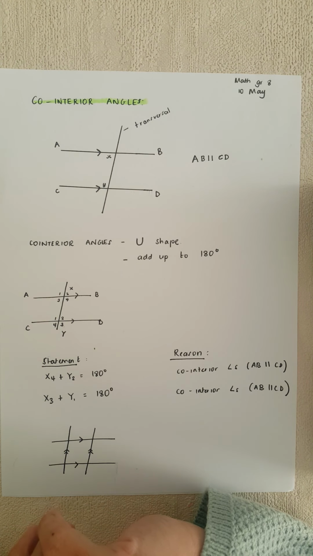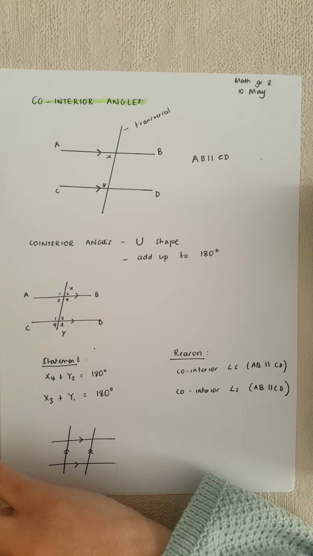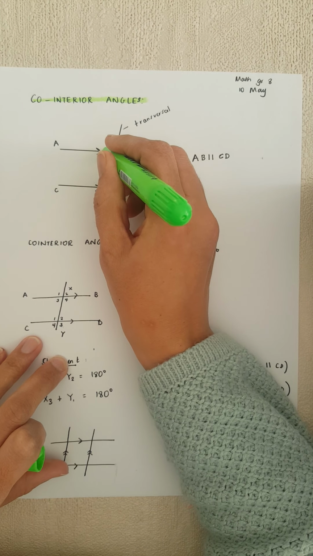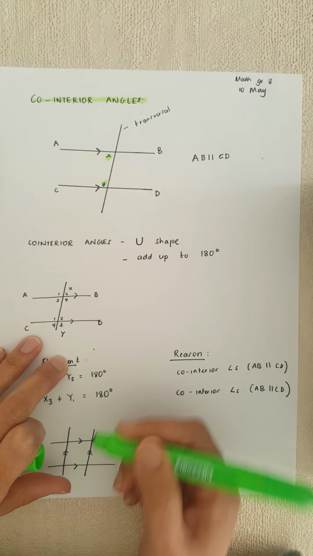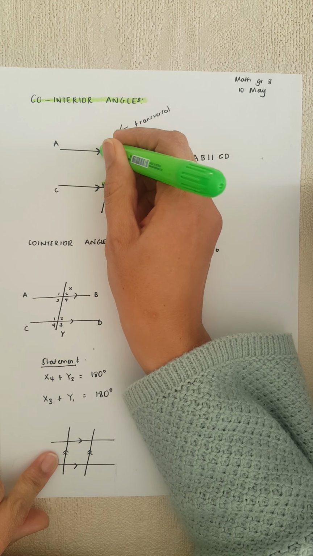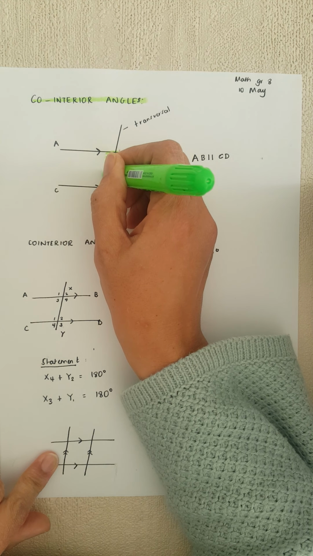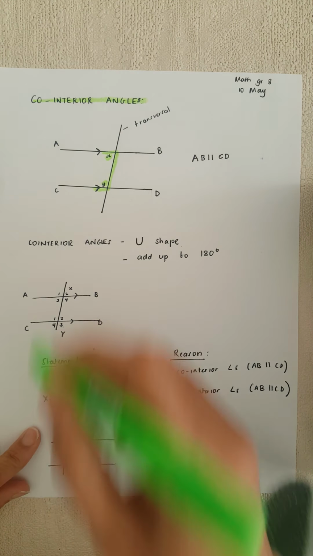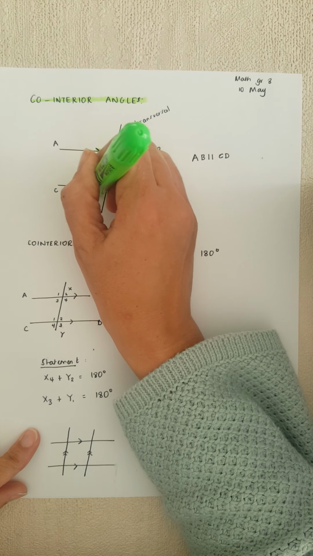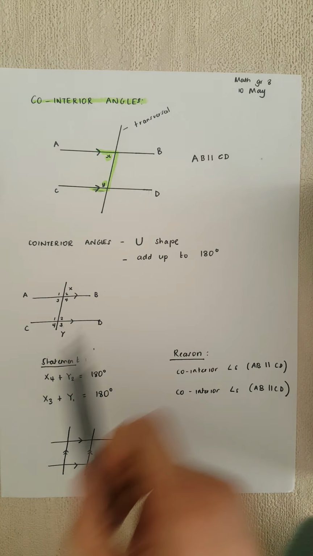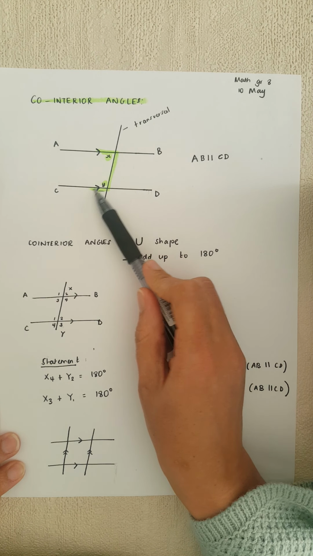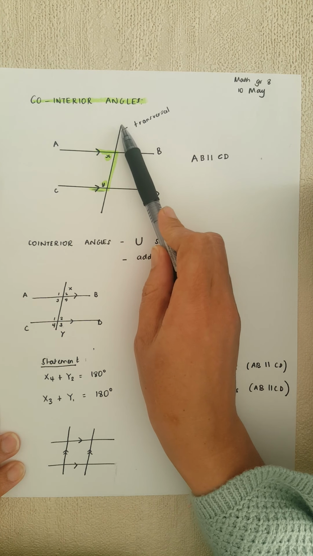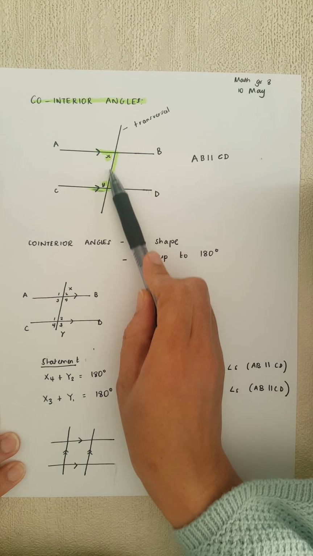When we talk about co-interior angles, we are looking for a U shape in this transversal. If you can see where X is and where Y is, I'm looking for a U shape inside the transversal. Can you see I'm drawing a U there? Can you see that X and Y are inside that U? It's a bit of a square U, but we just call it a U shape in geometry. Because this transversal is cutting here, we have a U shape.